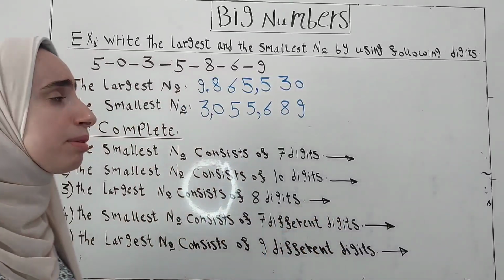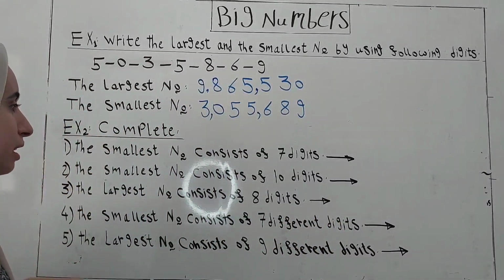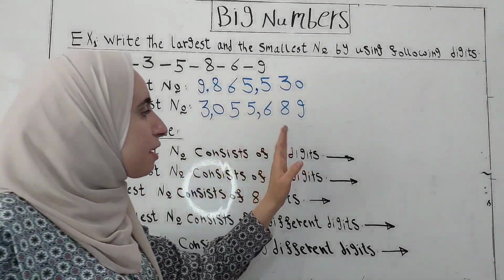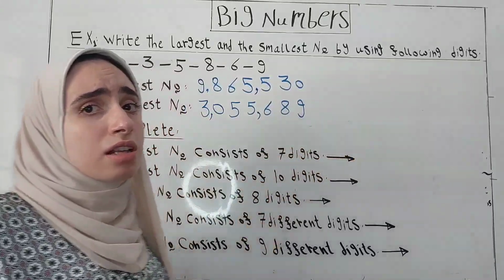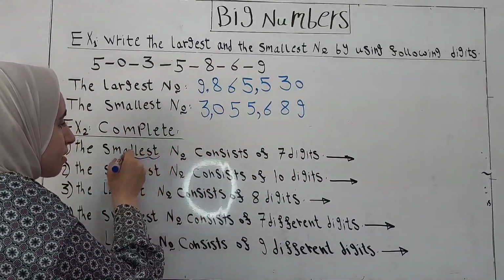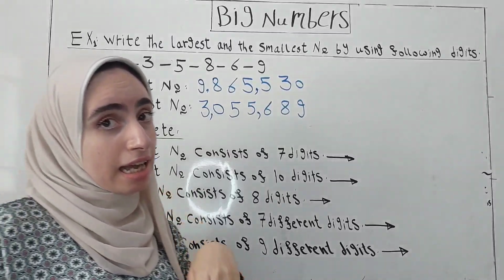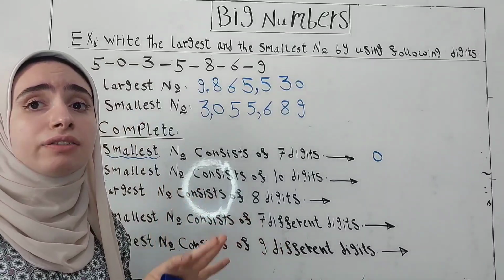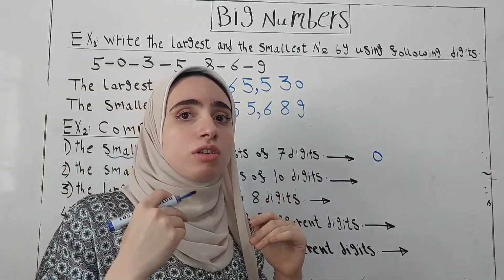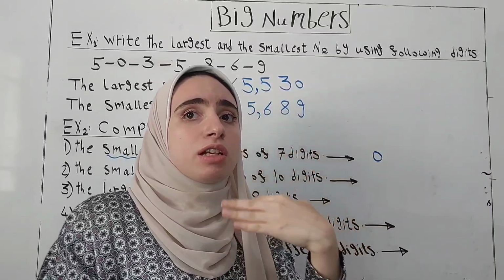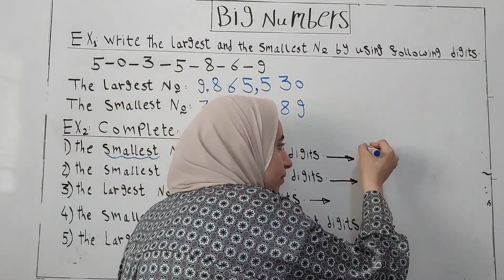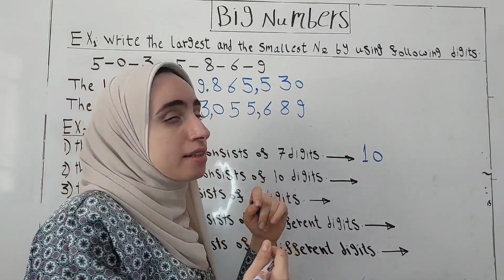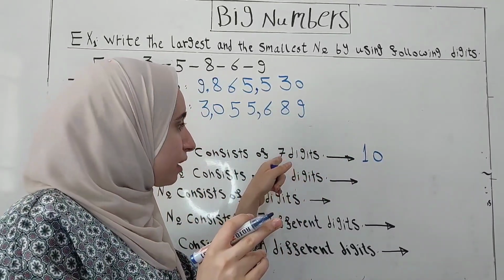Let's take another example. Complete the following. The first one: the smallest number consisting of 7 digits. What is the smallest digit? The smallest digit is 0. But 0 on the left has no value, so we put the next smaller digit, which is 1. Then we put 0. Then we complete with 0 to reach 7 digits.